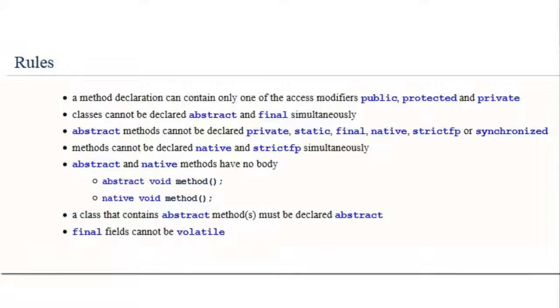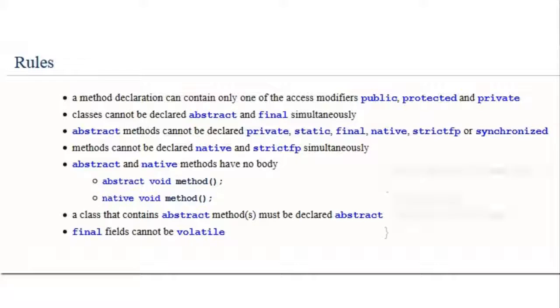A method cannot be declared native and strictfp simultaneously. It means that you cannot declare a method which is native and also strictfp. Abstract methods and native methods have no body. You can see here an abstract void method and a native void method. The declaration of the method is here, but the body of the method will be declared elsewhere.